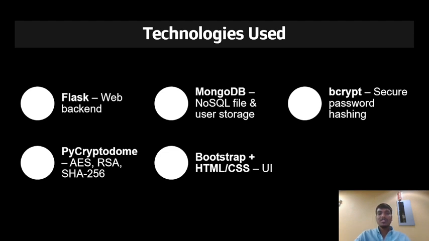Coming to the technologies used, as I previously mentioned, I have made use of Flask for the backend framework, which handles requests, manages user sessions, and processes file uploads. And MongoDB NoSQL database is used to store user data, encrypted file data, and encrypted signatures and keys. And also bcrypt library, which I have made use of for secure password hashing. And PyCryptodome library is used to implement AES, RSA, SHA-256, and digital signatures.